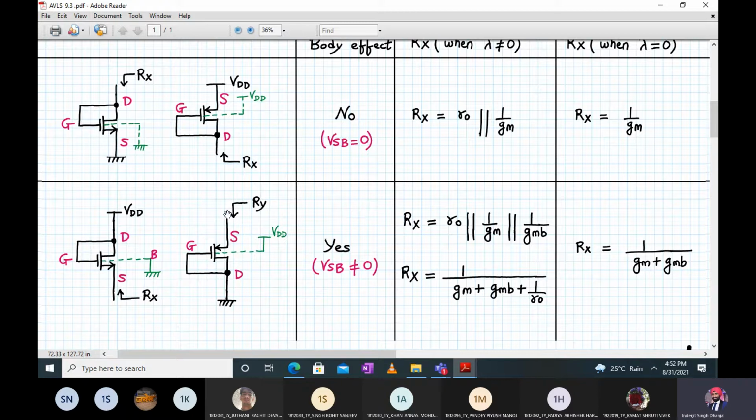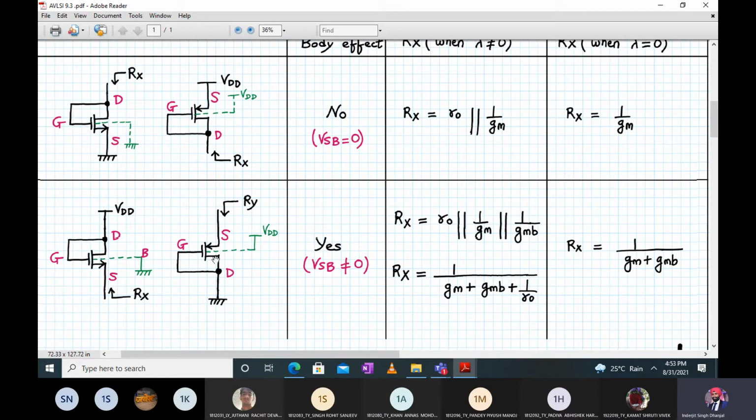Similarly, Ry is the resistance seen at the source terminal when gate and drain are shorted. It also suffers from body effect, because the source terminal is not connected to the body terminal, so VSB is not equal to zero. We have derived this for the two terminal case, so you can derive it on your own or directly remember the result. Rx will be given by Ro parallel to 1 upon gm, parallel to 1 upon gmb, because VSB is not equal to zero. We can approximately write the same expression as Rx equal to 1 upon gm plus gmb plus 1 upon Ro only.